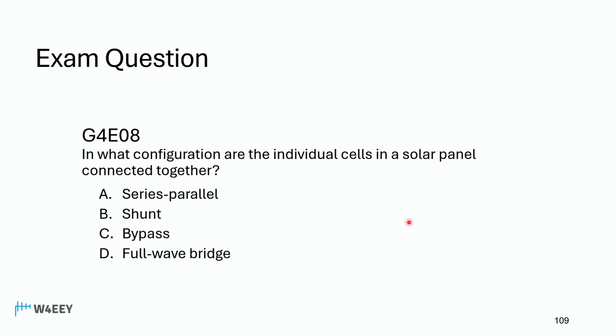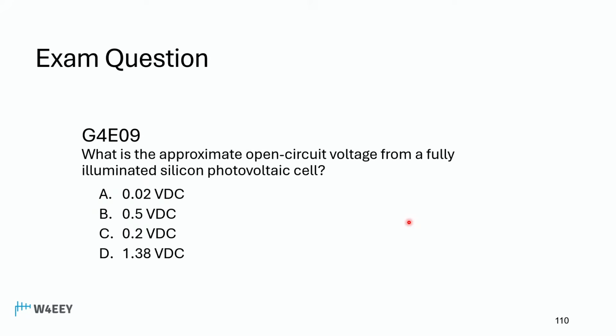In what configuration are the individual cells in a solar panel connected together? Alpha, series parallel, correct. What is the approximate open circuit voltage from a fully illuminated silicon PV cell, photovoltaic? Bravo. Yeah.